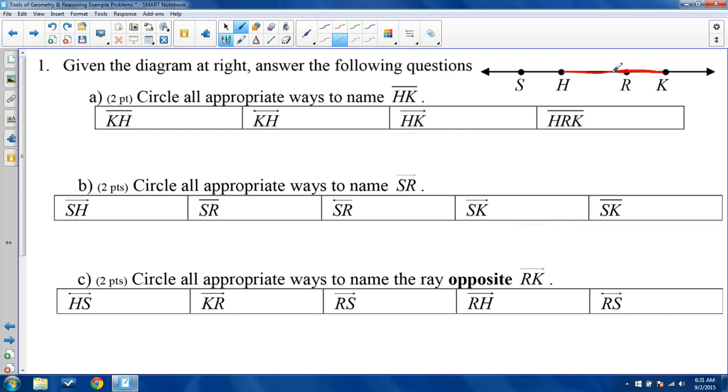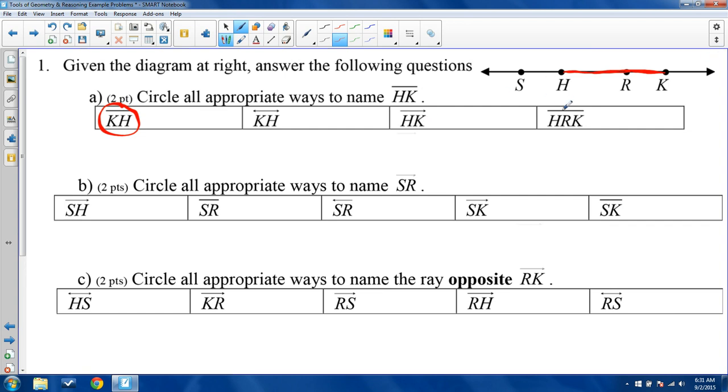The only appropriate way of naming a segment is to use two letters, and those two letters must represent those endpoints, and it doesn't matter what order they're in. So KH right here, segment KH, would work just fine. This says line KH, and line KH would be the line that passes through H and K, meaning the entire thing, not just where the arrows end. This goes on forever to the left and forever to the right. That would not work. This says ray HK. That would be a ray with an endpoint at H going past K and forever to the right.